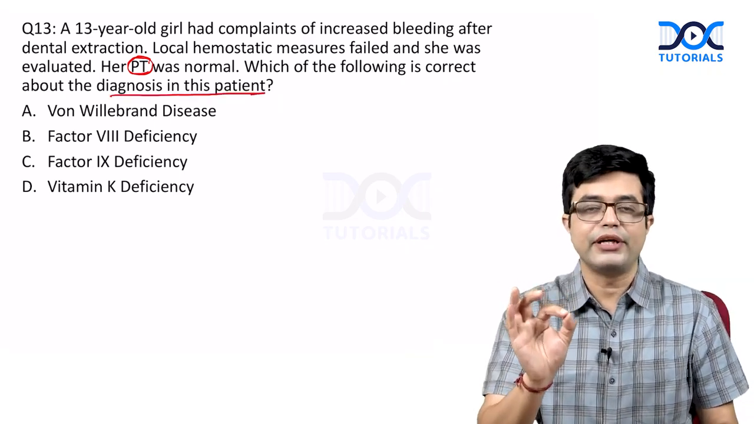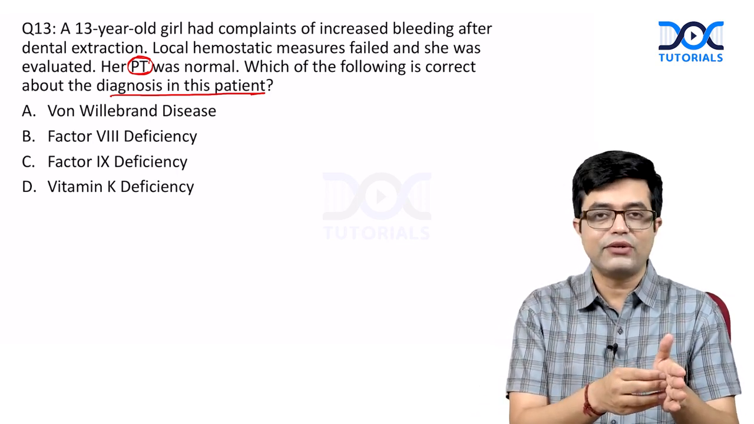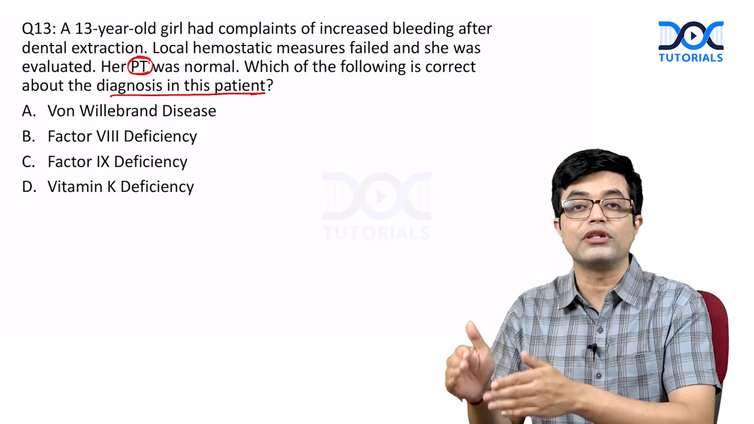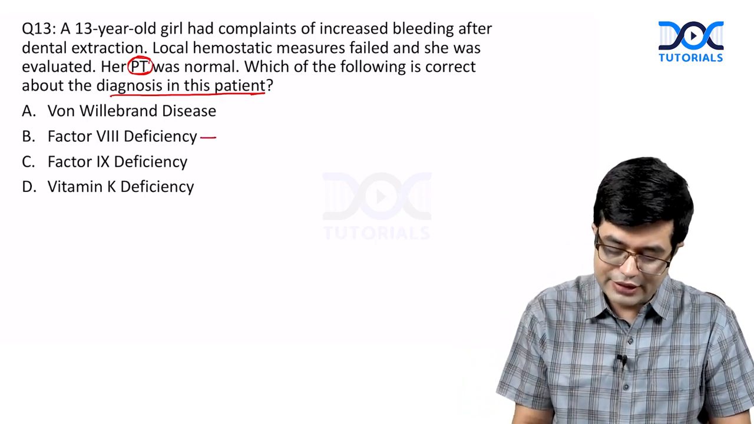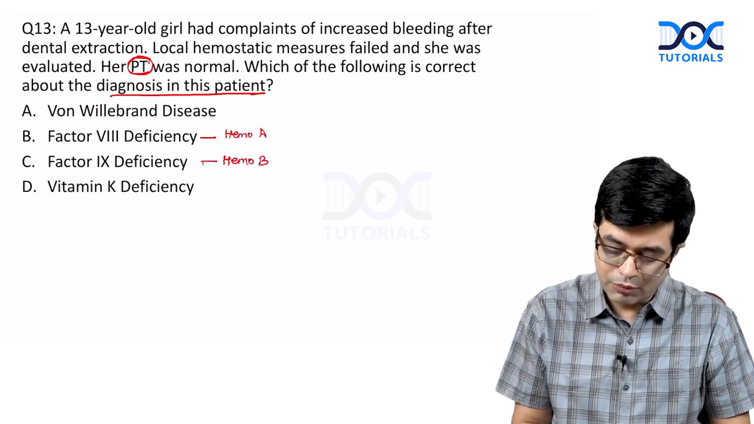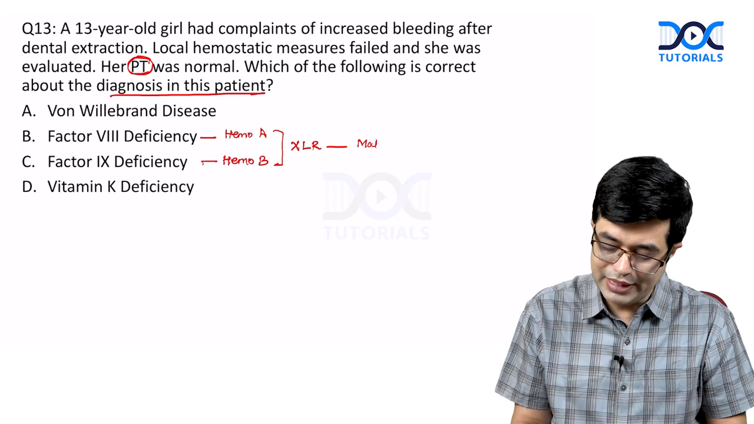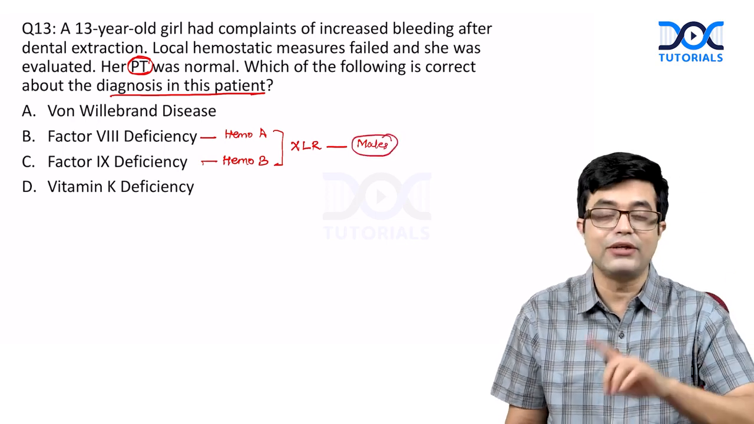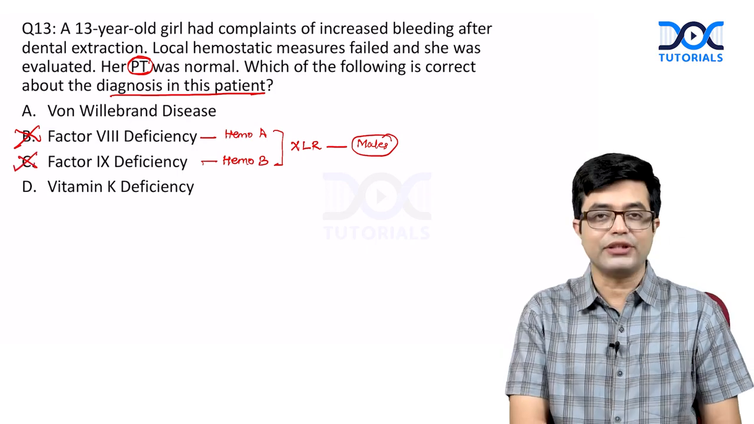There are two ways you can reach this question. Either you can look at the history and reach the diagnosis, or you can rule out other options. How will you rule out other options? Factor VIII deficiency produces hemophilia A. Factor IX deficiency produces hemophilia B. Both hemophilia A and B are X-linked recessive conditions, so they will be seen only in males. Females are carriers, they do not manifest the disease. So B is not the answer, C is not the answer.